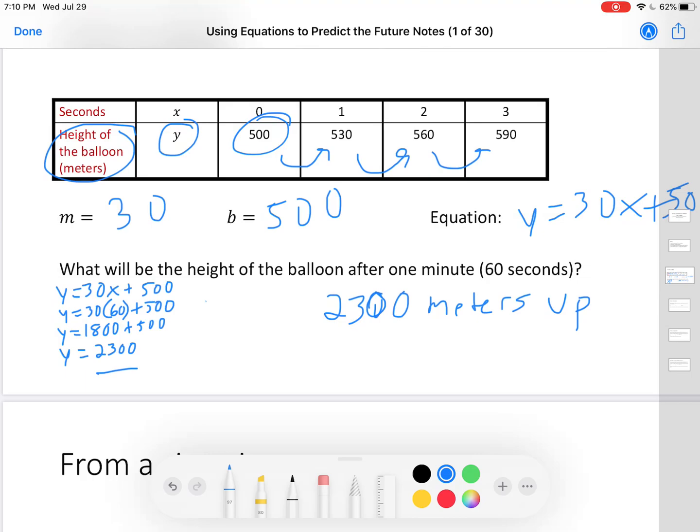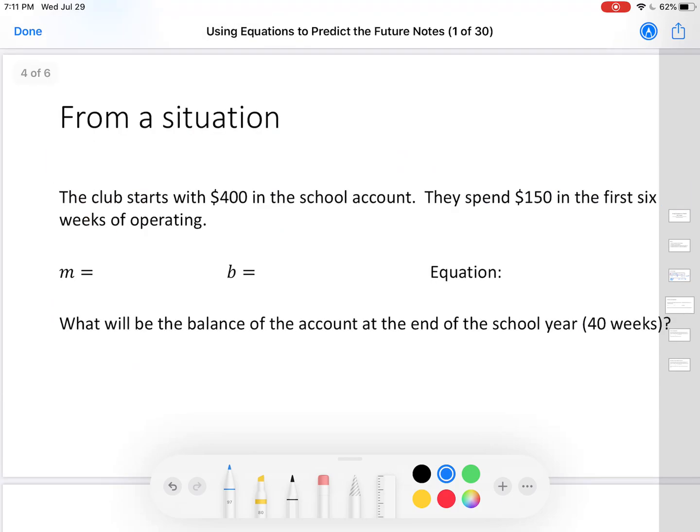We have used the equation to say something that we didn't know before. The table only goes up to 3 seconds. The equation allows us to go as far as we want into the future. All right, so let's try it again, only this time it's a situation.